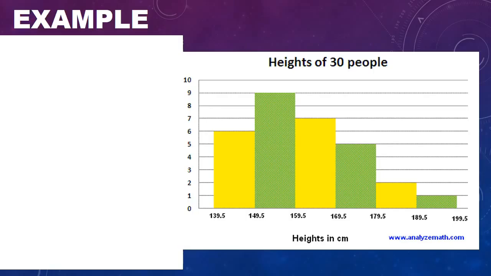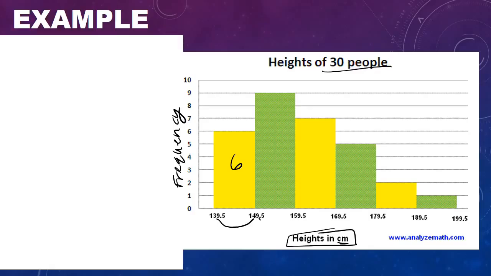So this histogram shows us some different things here. On the left-hand side is our frequency. And down here, this is the height in centimeters of 30 people. And so 30 people were measured. So we're given our first range, 139.5 to 149.5 centimeters. So this tells us that 6 people fall within that range.